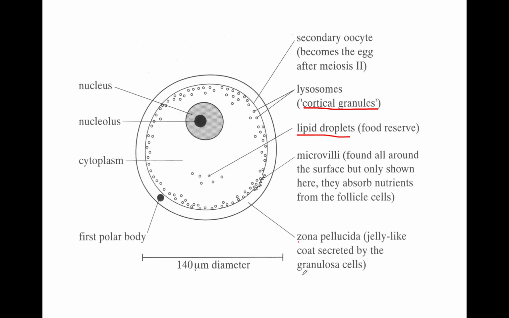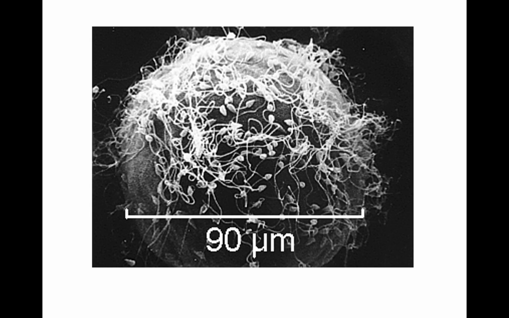Those follicle cells, or the granulosa cells that surround the egg, are also responsible for producing this jelly-like coat called the zona pellucida. Within that zona pellucida, there may be the first polar body. So remember that smaller cell produced after the first meiotic division. Here we can see the relative sizes of a secondary oocyte and a spermatozoan.